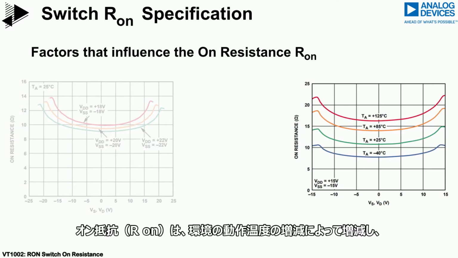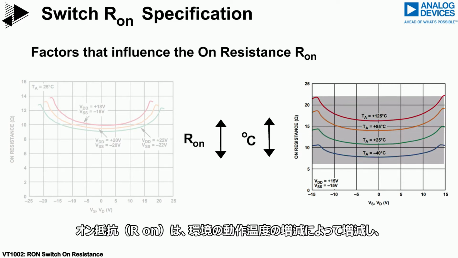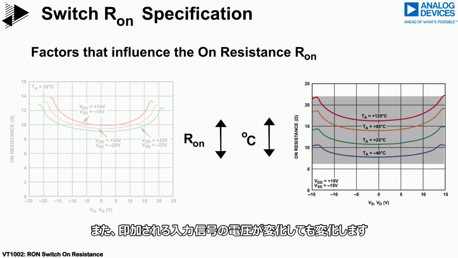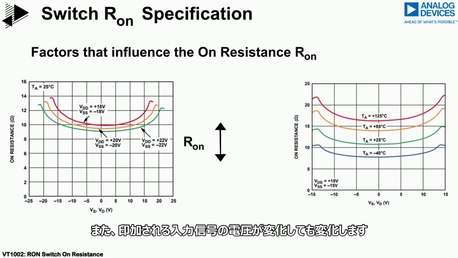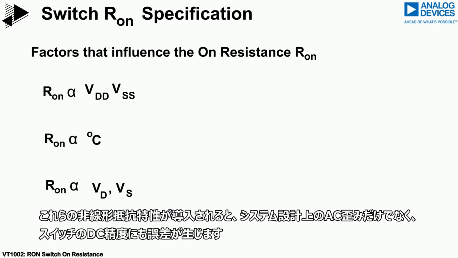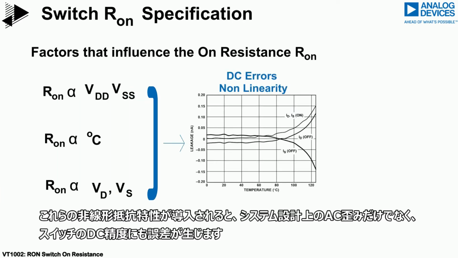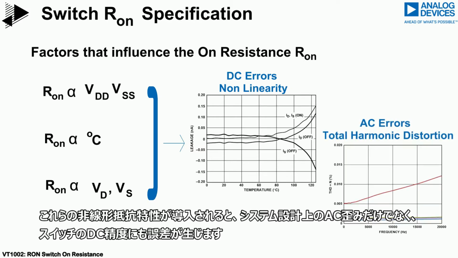The on resistance, or Ron, can increase or decrease with an increase or decrease in environmental operating temperature, and also varies when applied input signal voltage varies. These nonlinear resistance characteristics can cause errors in the switch's DC accuracy, as well as AC distortion in system design.